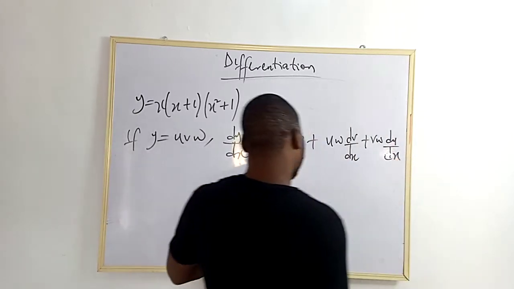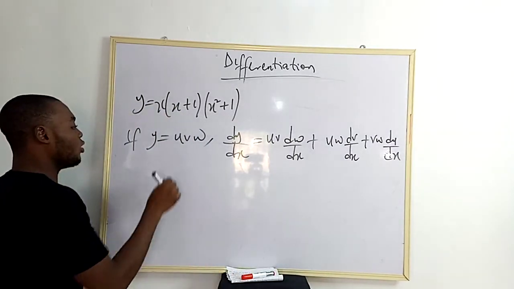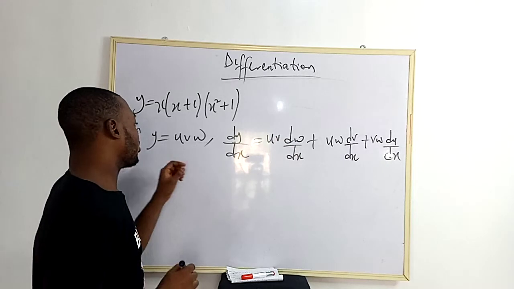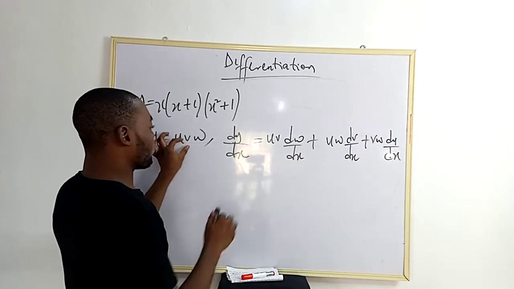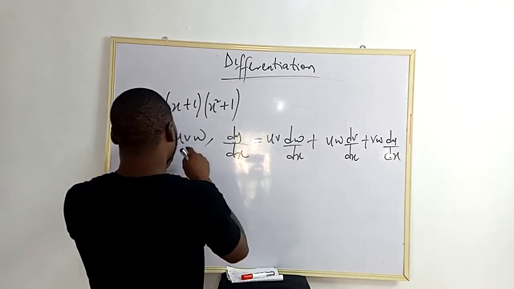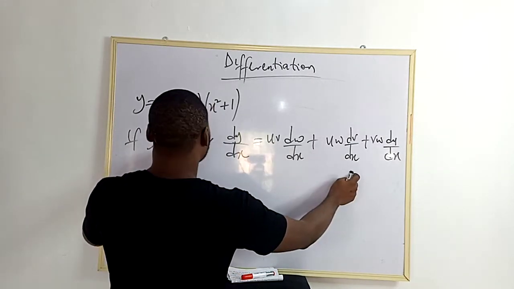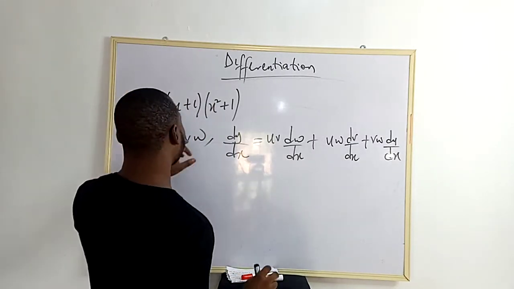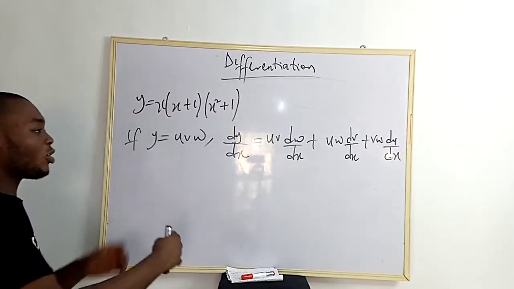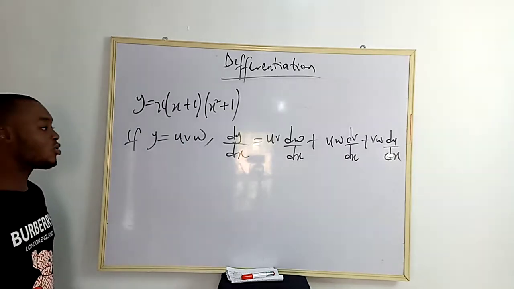du/dx. So the meaning of this is that you pick the first two, you differentiate the third one. Then you pick the first and the last, you differentiate the second one, you differentiate v. Then you pick v and w, you differentiate u, du/dx. It just means that you differentiate all of them while picking the rest of the two. So I hope you've gotten that.